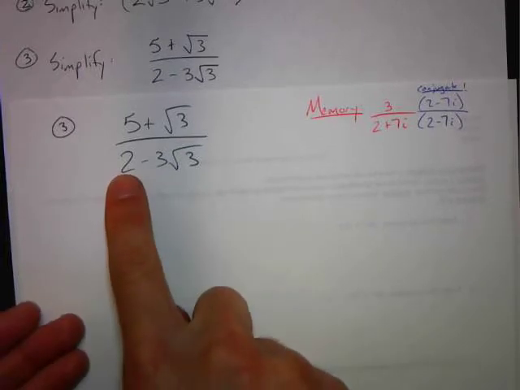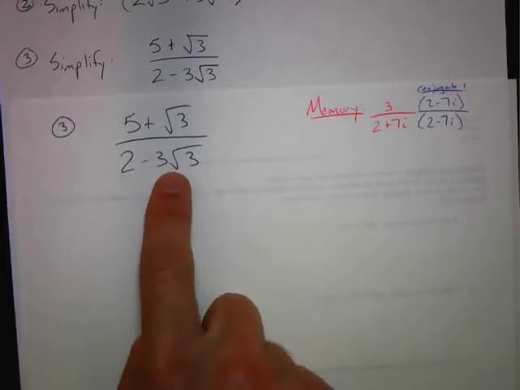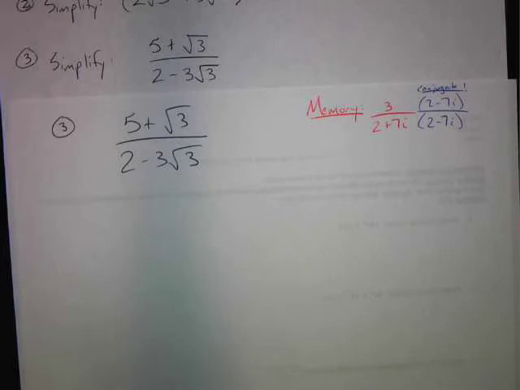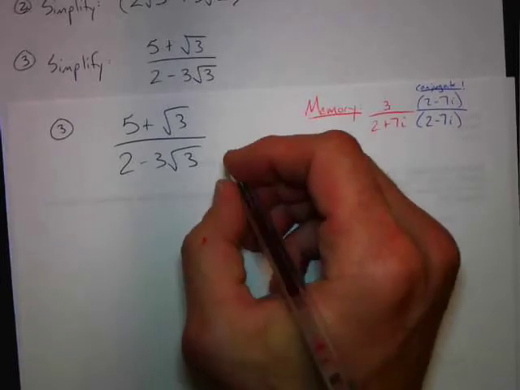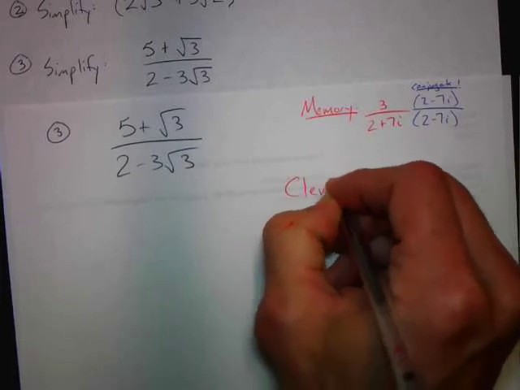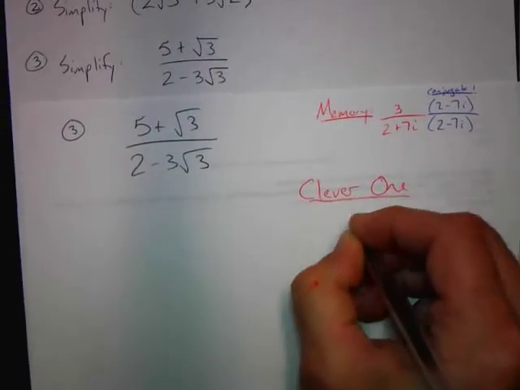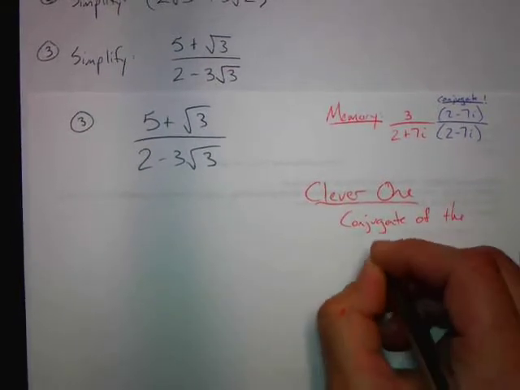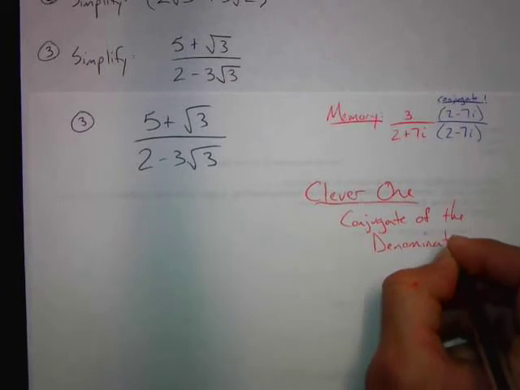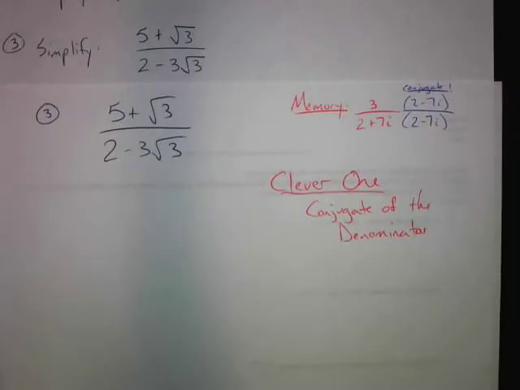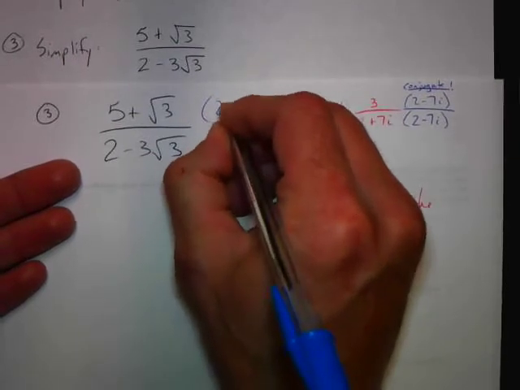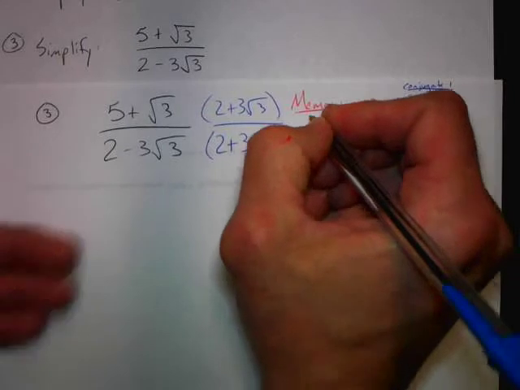Because take a look. If we multiply the denominator just by the square root of 3, and we distributed the square root of 3, we'd have 2 root 3 still in the denominator. Still a radical in the denominator. Can't work. We have to come up with our clever one that deals with the conjugate of the denominator. So if our denominator is 2 minus 3 root 3, guess what the clever one will consist of? 2 plus 3 root 3. And that's what we would have to multiply on the top as well.